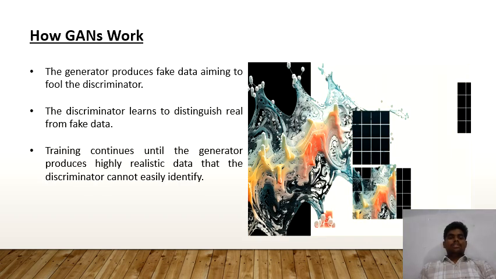How does a GAN work? The generator produces fake data, aiming to fool the discriminator. The discriminator learns to distinguish real from fake data. Training continues until the generator produces highly realistic data that the discriminator cannot easily identify.